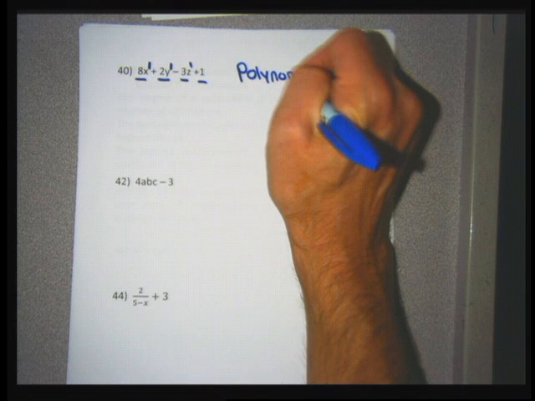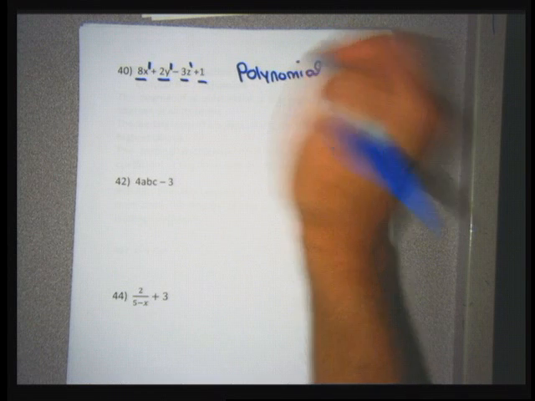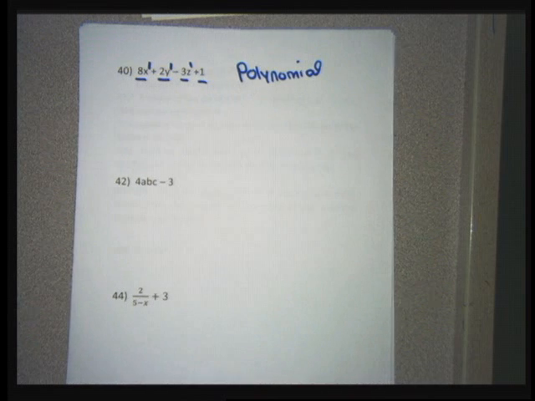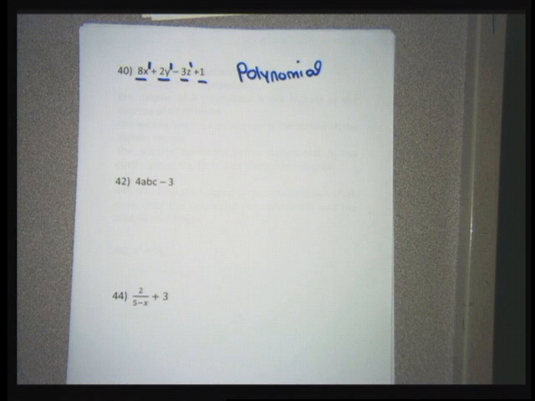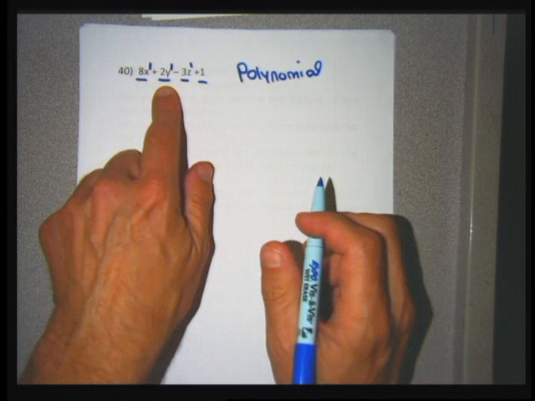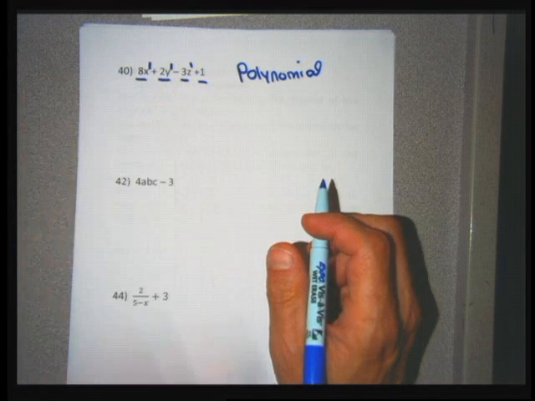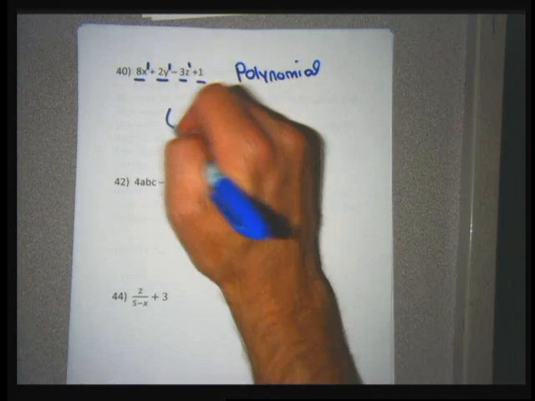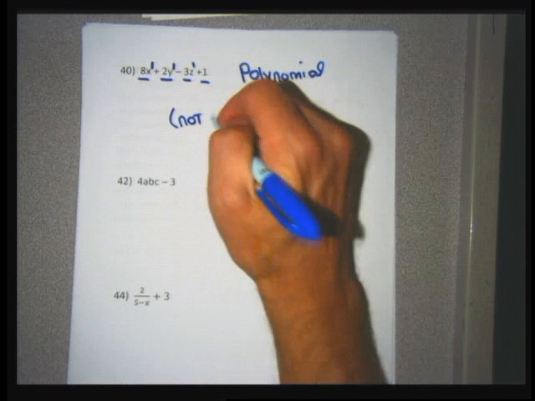Because to be a polynomial, you just need a string of monomials separated by plus or minus signs. But this isn't a special subcategory. I'm not going to call it a monomial, binomial, or trinomial, because monomials only have one term. This has 4 terms. Binomials have 2. Trinomials have 3. So it's not a special type of polynomial. It doesn't get a special name.